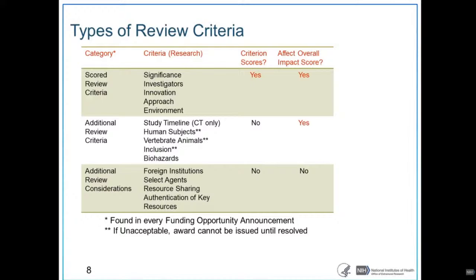The final category, the additional review considerations, does not affect the score, but these are considered at the time of award, such as whether the applicant organization is a foreign institution, if the work involves select agents, the resource sharing plan, and authentication of key resources. I'll point out to you that the protections of human subjects, vertebrate animals, and inclusion would stop an award if the study section determined that those were unacceptable and the applicant organization was not able to resolve the problems before the award.